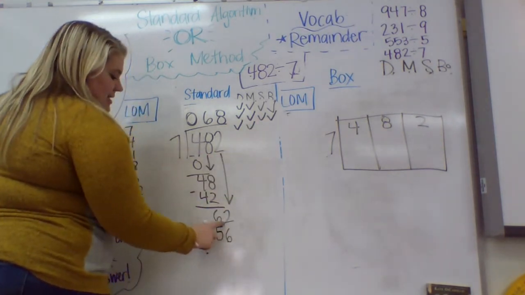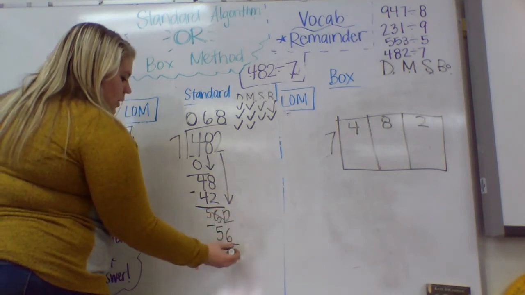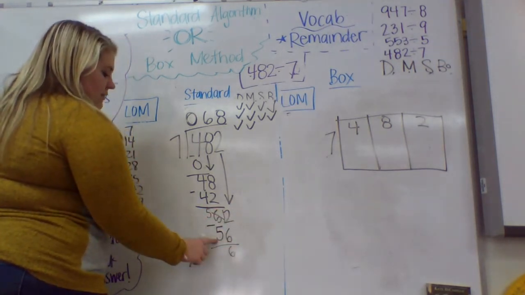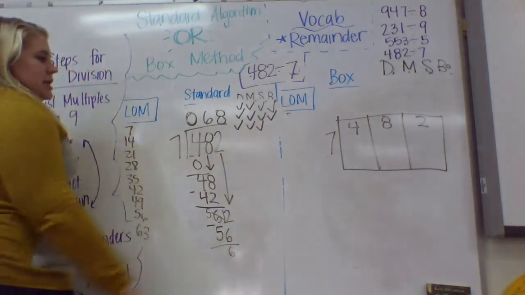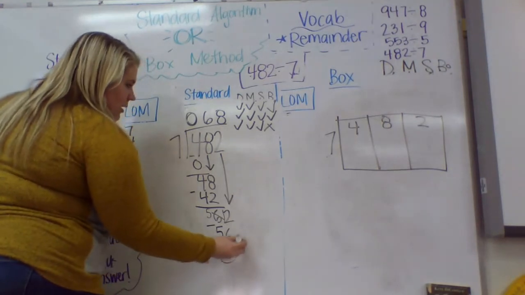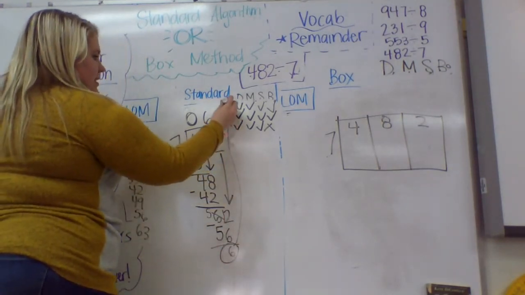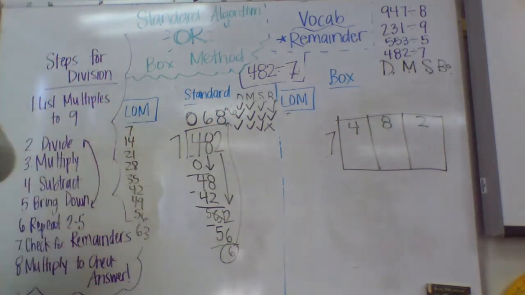When I subtract them, I can't do 2 minus 6, so I need to borrow. 12 minus 6 is 6. 5 minus 5 is 0. So I've subtracted. I have nothing left to bring down, which tells me that since this 6 is smaller than my divisor, it is my remainder. So when I just did 482 divided by 7, I got 68 remainder 6.